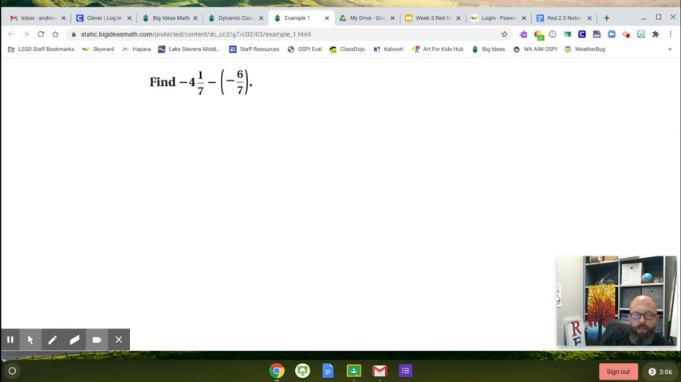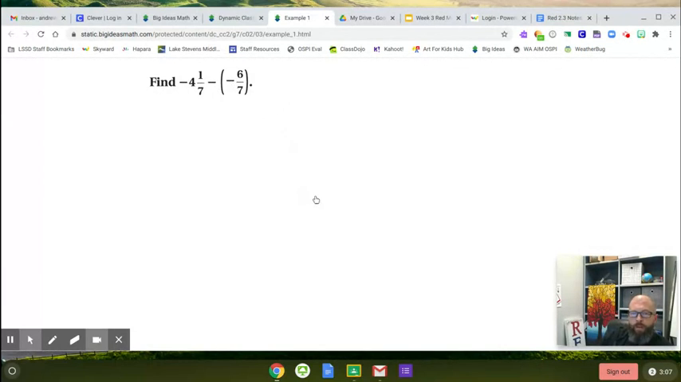We are on 2.3, example 1, and now we are subtracting rational numbers. Fractions, subtracting, negatives, OMG. No, I'm just kidding. This is not too bad. Hopefully we can catch some understanding here. Remember that when you subtract a negative, we're going to add the opposite, so this becomes plus, right?